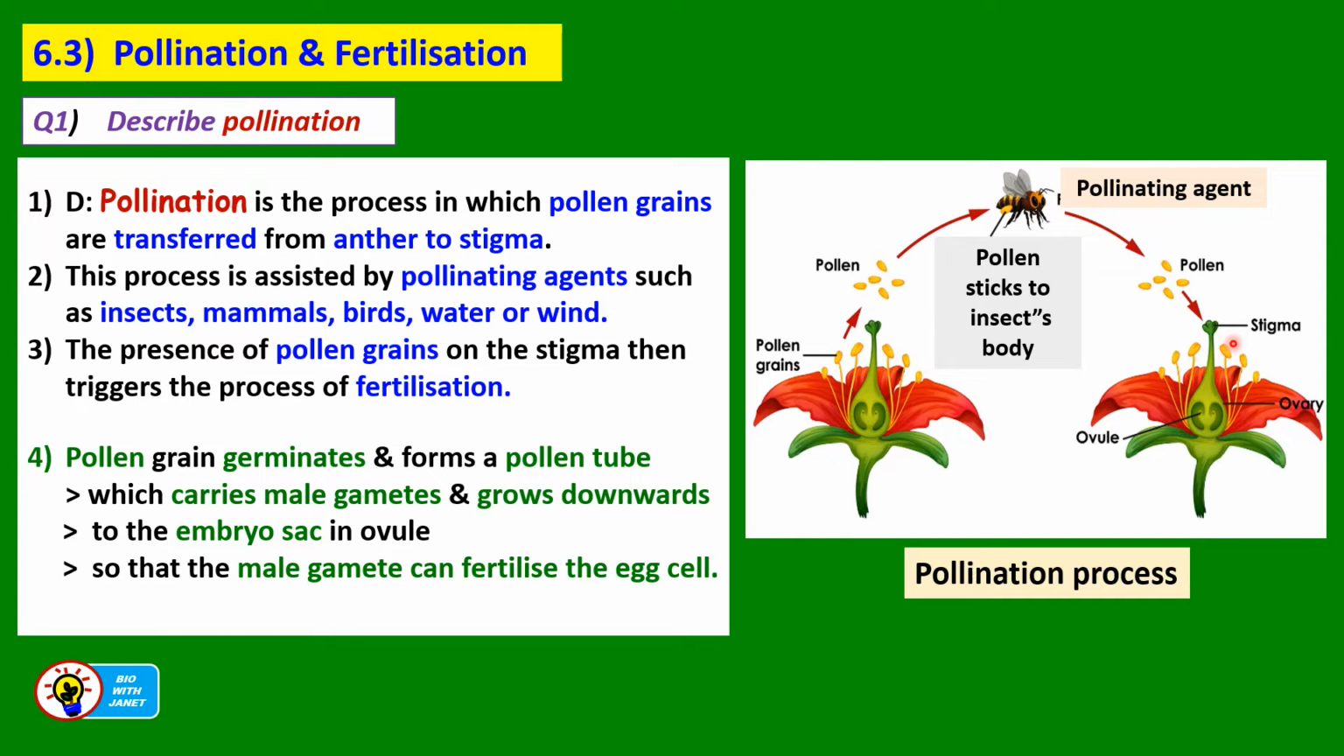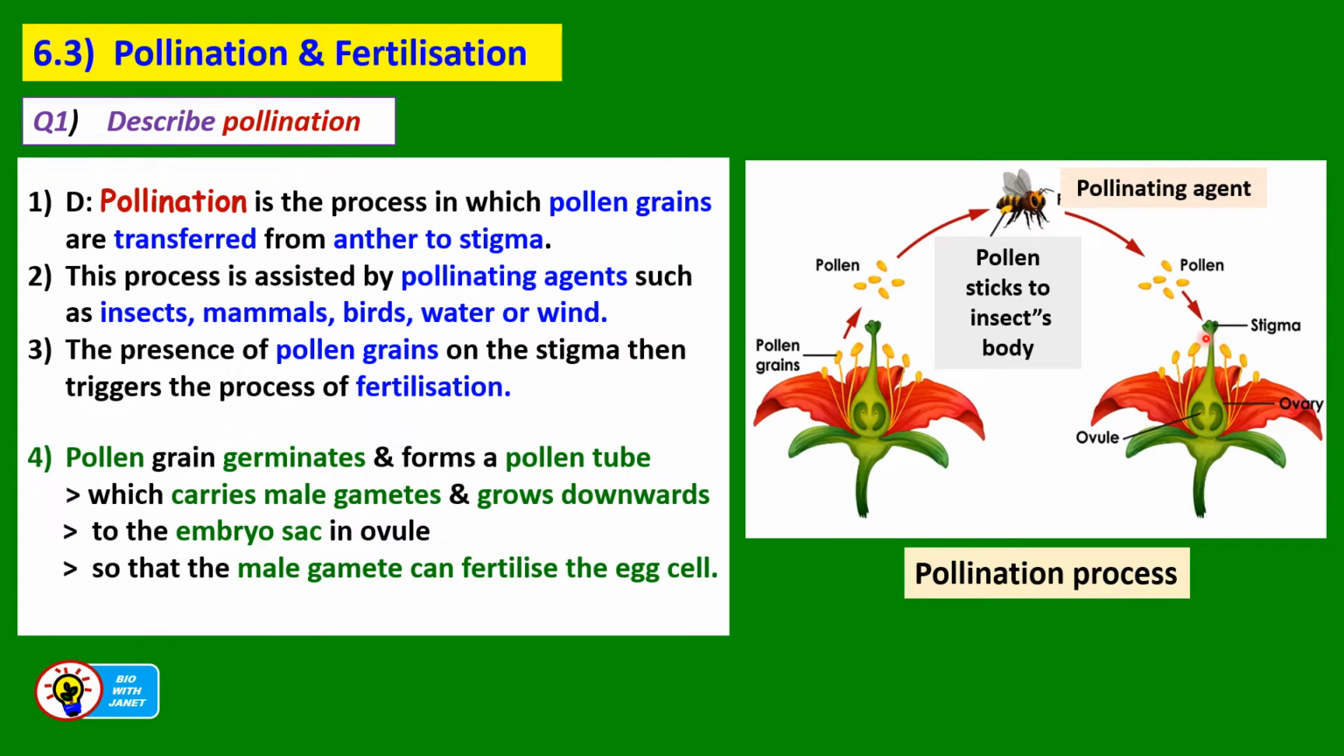All right, because the plant cannot move on its own to search for a mate for the reproduction process, right? So it uses pollinating agents such as insects, mammals, birds, water, or wind to transfer the pollen grains in the process of pollination, from the anther to the stigma of the same flower or of different flowers. Okay, it needs a pollinating agent to transfer the pollen grains.